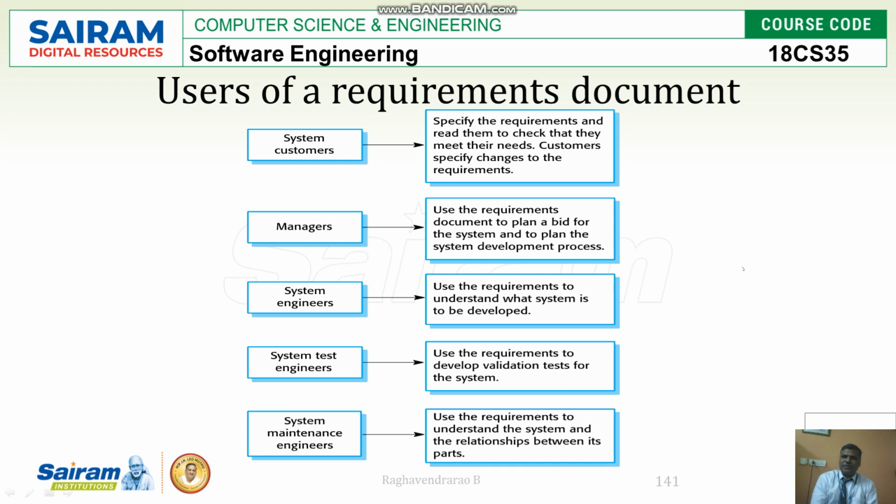System engineers are going to use this requirements document to understand what exactly the system should do, what system we should develop. System test engineers are also going to use the same requirements document. So what has to be tested, what has to be validated from this. Based on the requirements, the output is going to be verified. So they are going to tell you, not more than this, that you should test it.